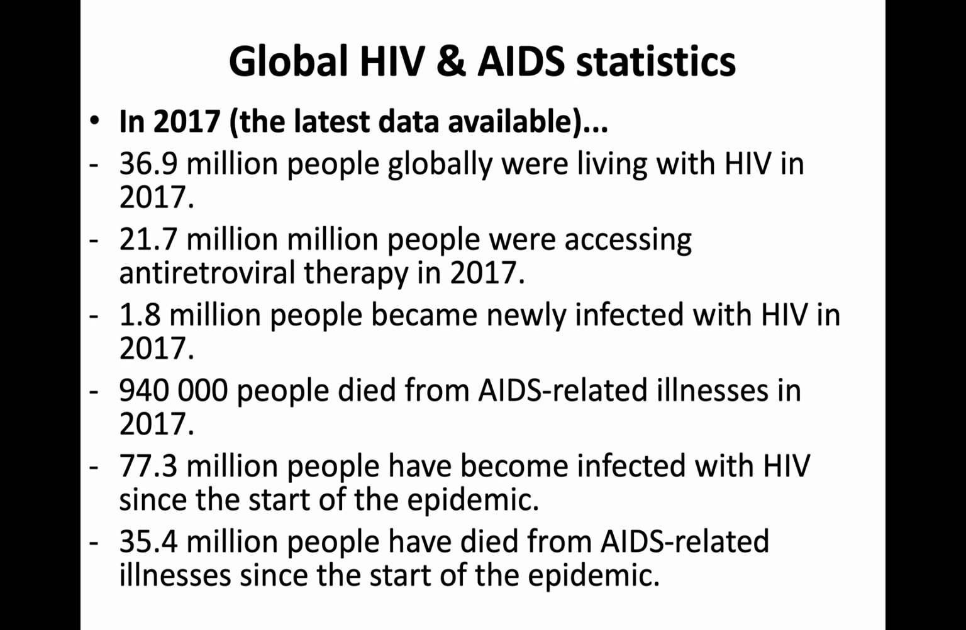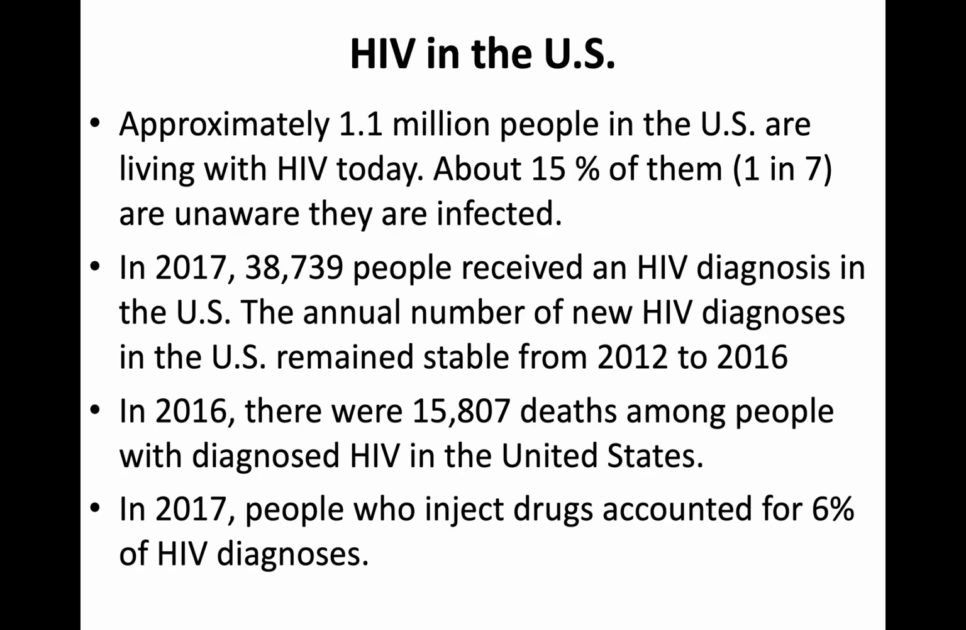All right, so now we'll talk about HIV. In 2017, the most recent data, about 37 million people worldwide living with HIV. About 20 million of those were actually actively accessing antiretroviral therapy. About close to 2 million new cases worldwide in 2017. About close to 1 million people died in 2017. 77 million worldwide have become infected, and 35 million people have died in 35 years, something like that, maybe a little bit more than that. So HIV in the U.S., about 1 million people are HIV positive.